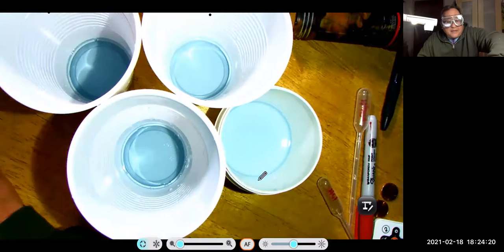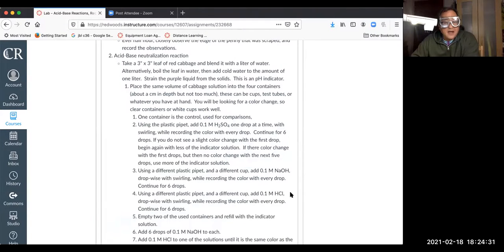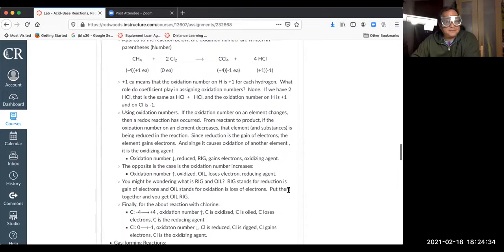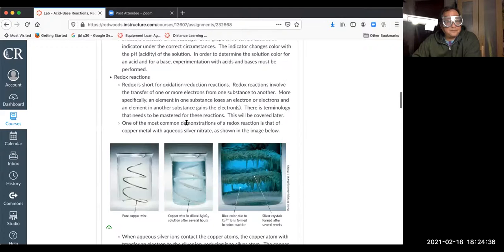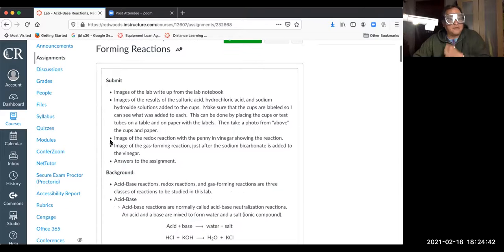So let's go back a bit. I'm going to do a different share. So what am I talking about for the photo? If you go back up here to the submit, do you see where it says images of the results of the sulfuric acid, hydrochloric acid, and sodium hydroxide solutions added to the cups? Make sure the cups are labeled. So when I say make sure the cups are labeled, you can actually line the cups up.